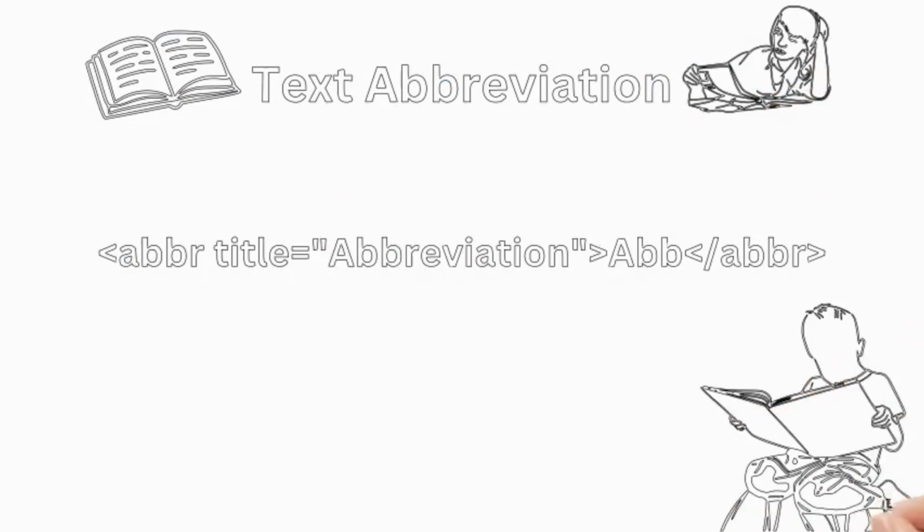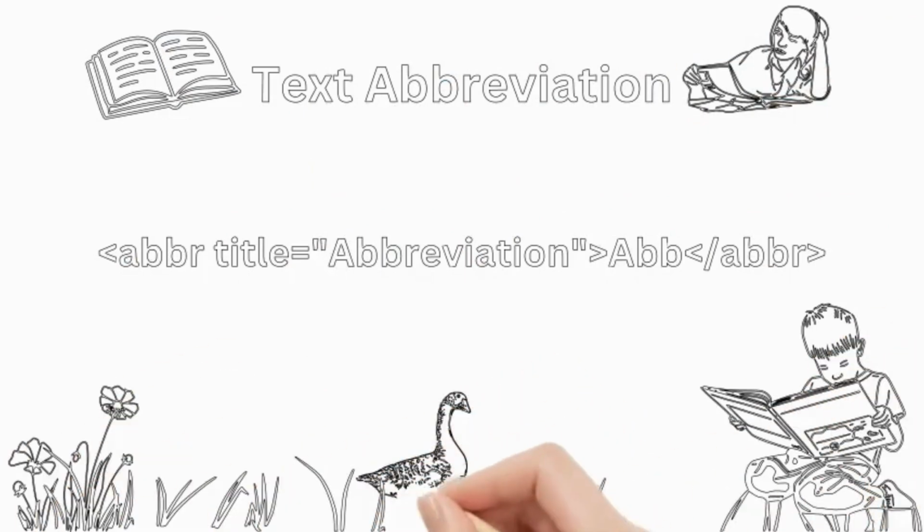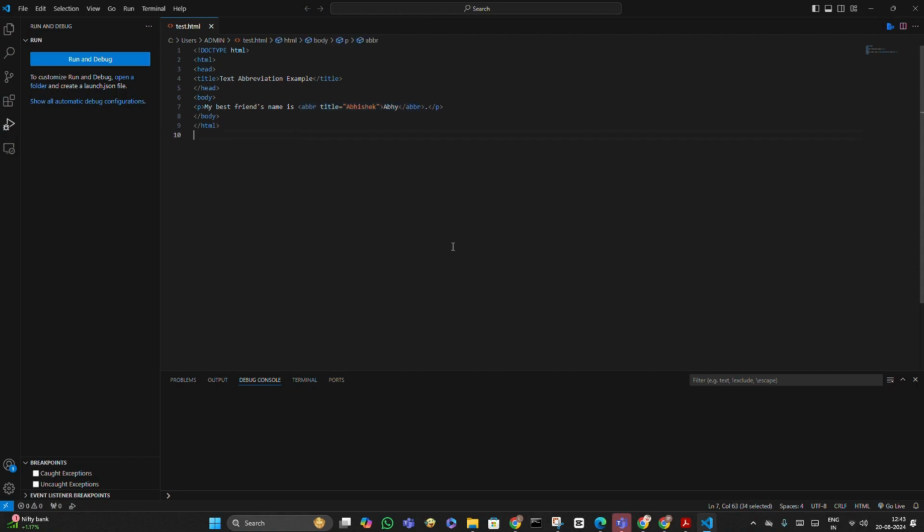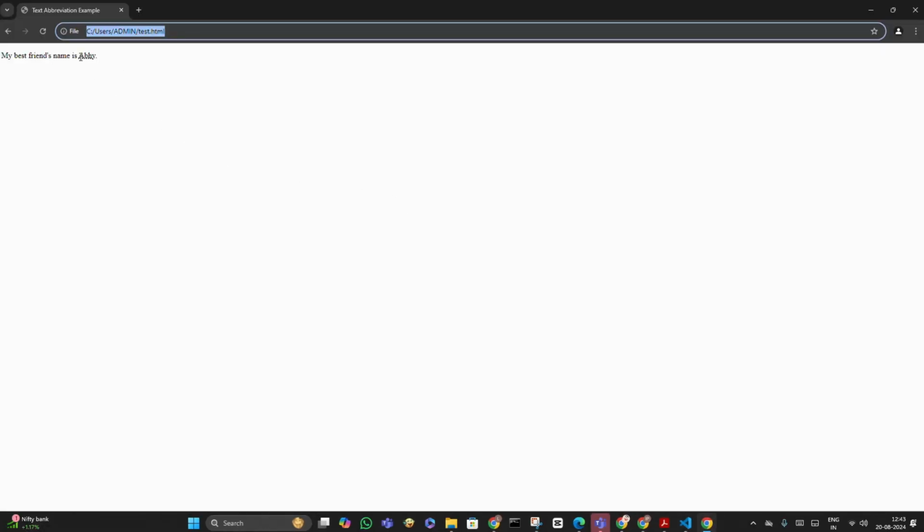Text abbreviations are handled using the abbr element. This tag is particularly useful when you want to provide the full form of an abbreviation in a tooltip. Here's how it works. This will display my best friend's name is Abhi. When you hover over Abhi, you'll see a tooltip showing the full name Abhishek.